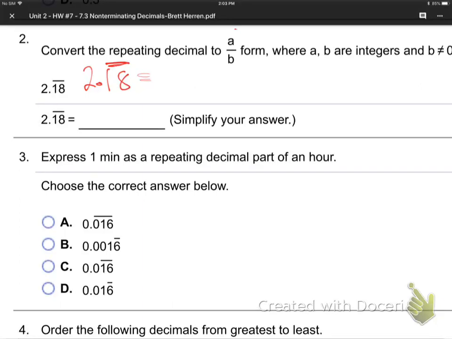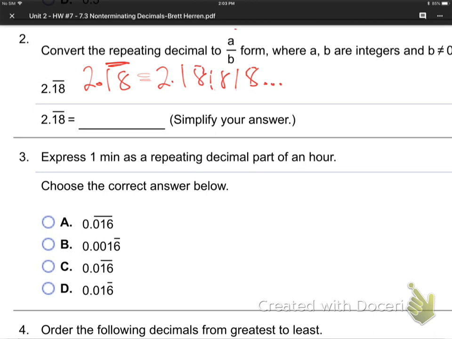All right, 2.18 with the bar. That means the 18s go forever. I'm having trouble writing them. 18, 18, 18, forever. So how do we make it a fraction?